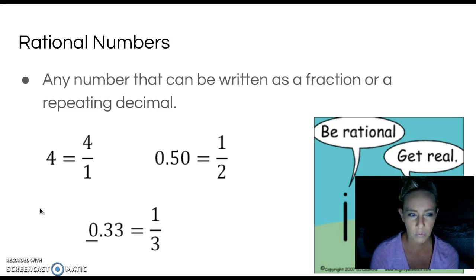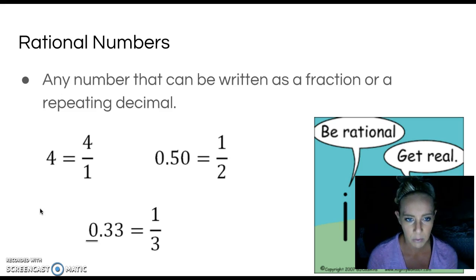Then we have something called rational numbers. This is a term that should be fairly new to you. Rational numbers are any numbers that can be written as a fraction or as a decimal. So I have some examples here. So 4/1 is an example of a rational number. 0.50 is another example. 1/2. So they're all of your fractions and decimals.